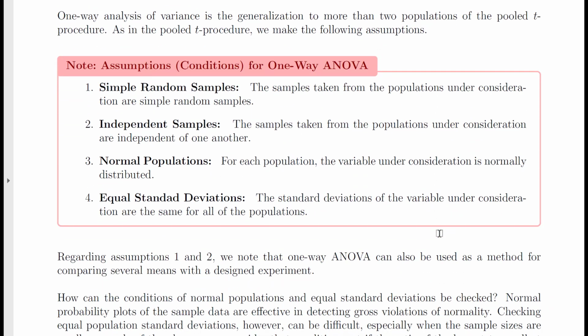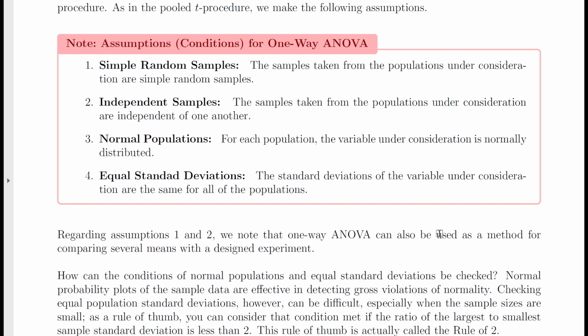So some of the assumptions that have to be met before we can conduct a one-way ANOVA test: 1, that we have simple random samples; 2, that they are independent samples; 3, that we're looking at normal populations or roughly normal populations; and then 4, that the standard deviations of all 4 populations, or their samples rather, are approximately equal. And comparing 2 sample standard deviations, easy enough. Comparing 4 is not as easy.